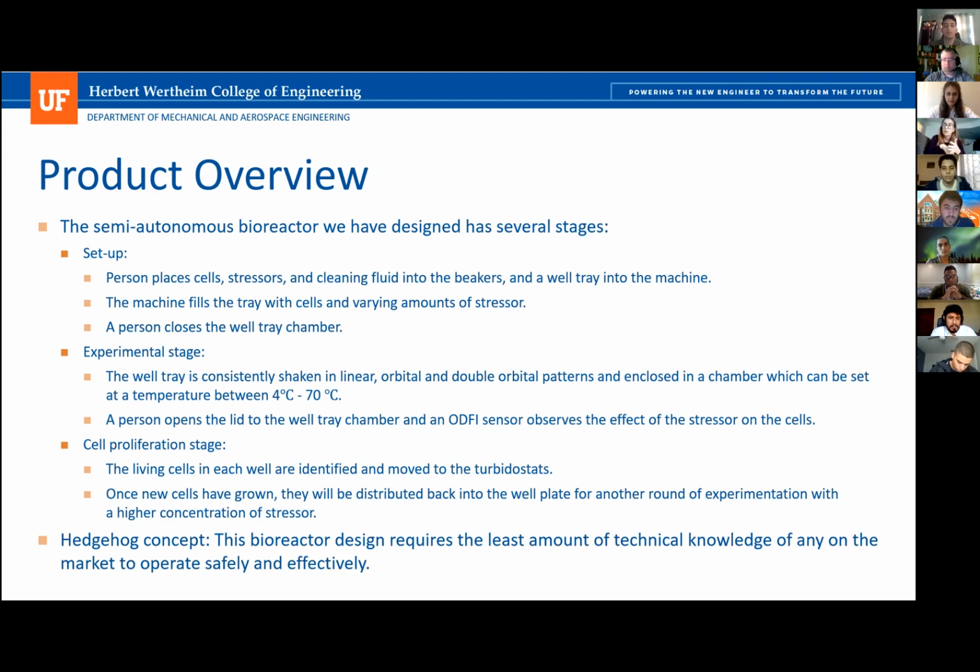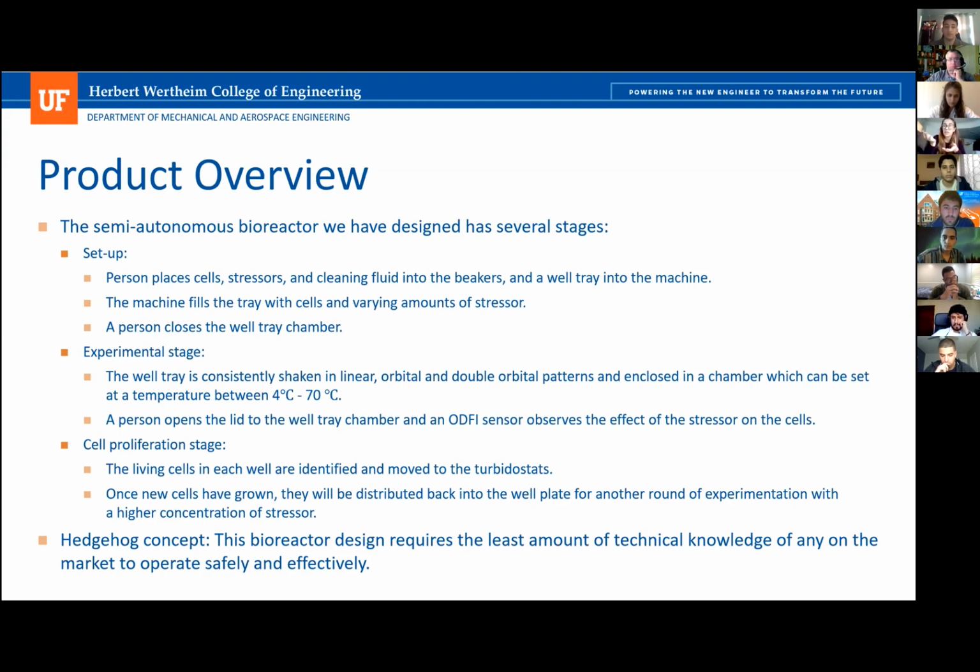And from what I've heard, within 2 degrees is accurate considering the rest of the projects in this course. A person is responsible for opening the lid to the well tray chamber, and an ODFI sensor observes the effects of the stressors on the cells. So during the experimental stage, at any point, the person can choose to pause the experiment and collect data, therefore opening the lid and running the ODFI sensor along to read the data inside the wells.